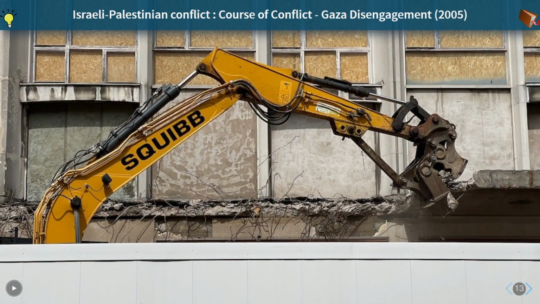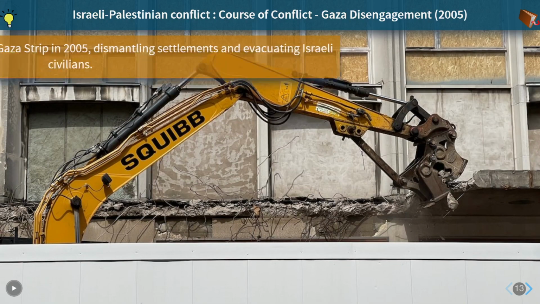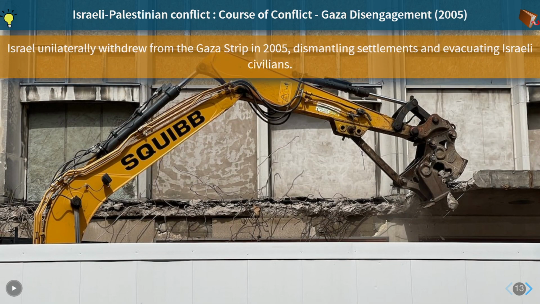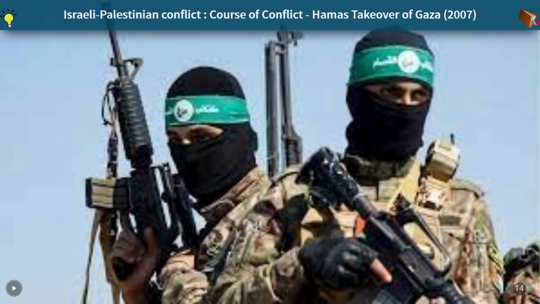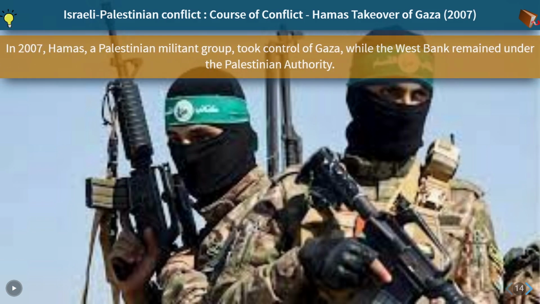Gaza disengagement, 2005. Israel unilaterally withdrew from the Gaza Strip in 2005, dismantling settlements and evacuating Israeli civilians. Hamas takeover of Gaza, 2007. In 2007, Hamas, a Palestinian militant group, took control of Gaza, while the West Bank remained under the Palestinian Authority.